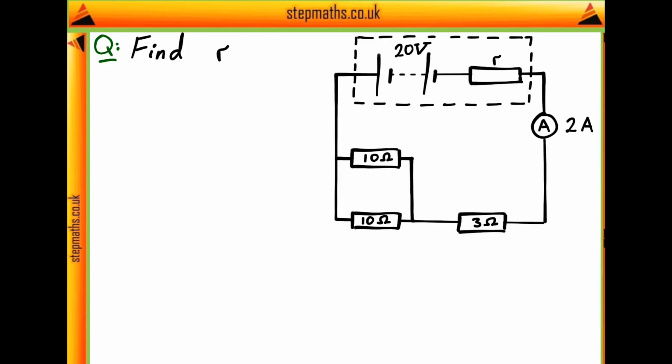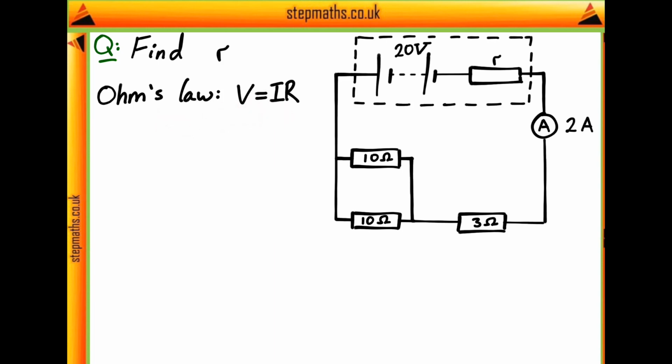Okay, so if we look at the circuit, we want to try and find our resistance, small r. Then we should try and think about which equations we should use first of all. Now, since this is a circuit equation, there's one law which we pretty much always use, and that is going to be Ohm's law, that V equals IR.